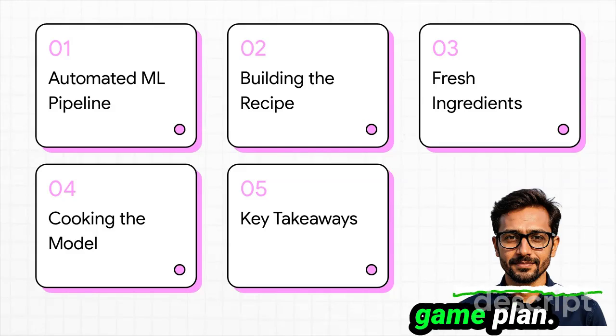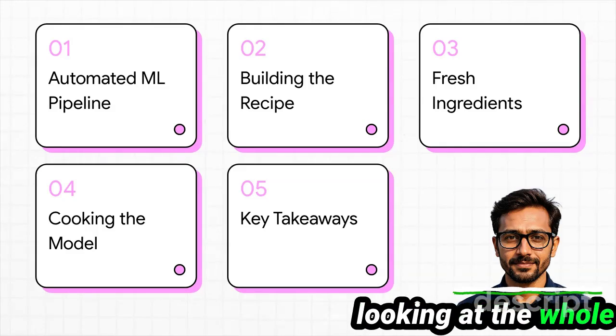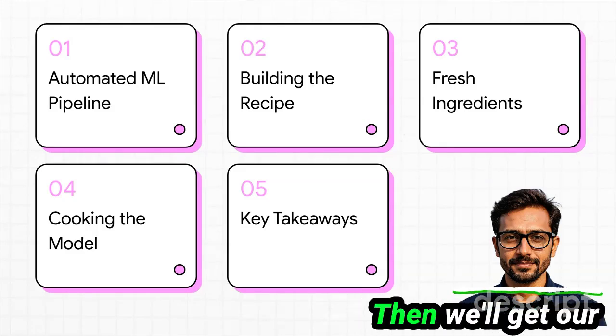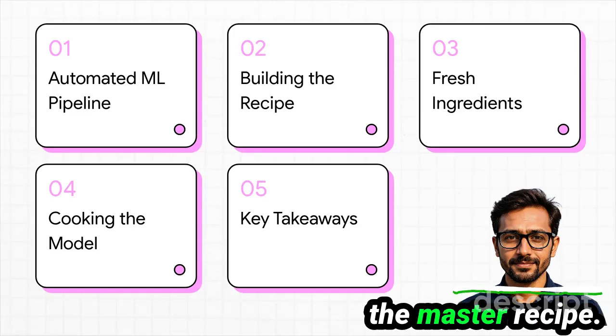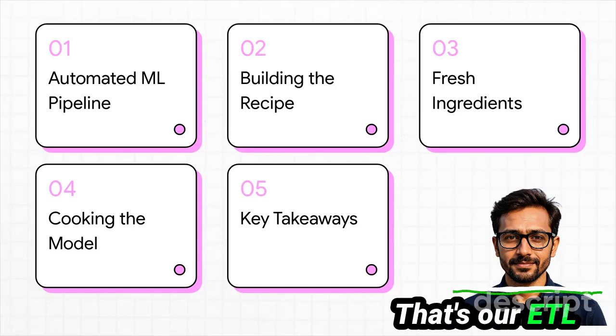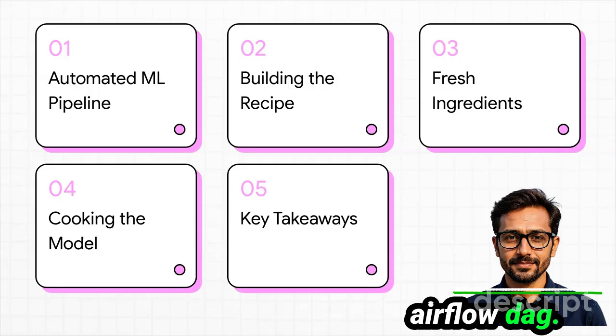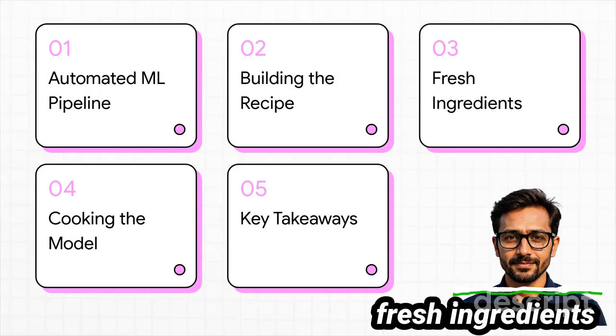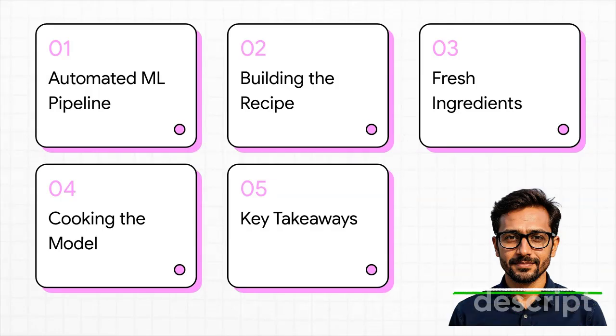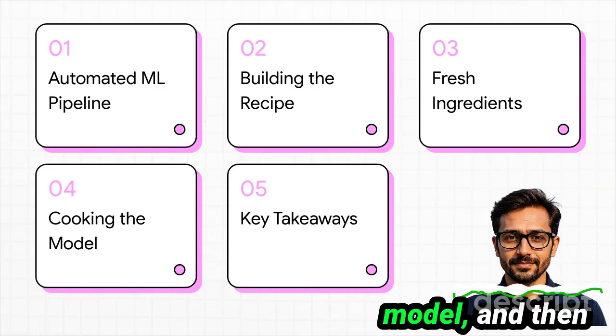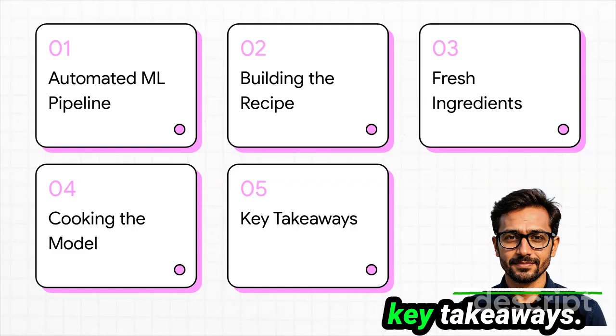So, here's the game plan. We'll start by looking at the whole automated pipeline. Then, we'll get our hands dirty building the master recipe. That's our ETL script and our Airflow DAG. After that, we'll see how to add fresh ingredients with new data, watch the system cook the perfect model, and then we'll wrap it all up with the key takeaways.